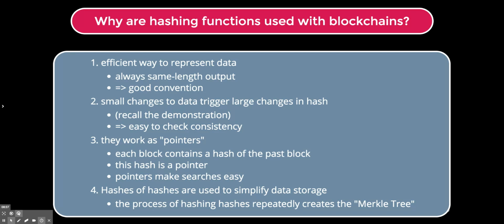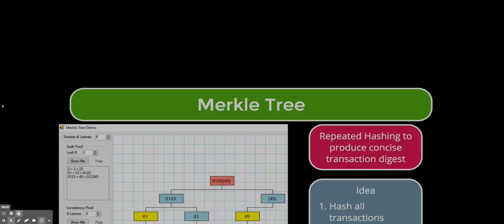Now, the way it is done is by producing hashes of hashes. And when you do this, what you essentially create is something referred to as a Merkle tree. This is a convenient way to identify the existence of data. And let me just briefly show you how that works.